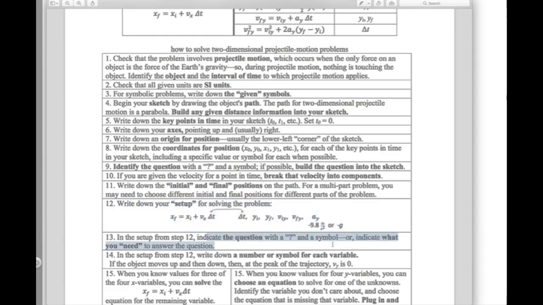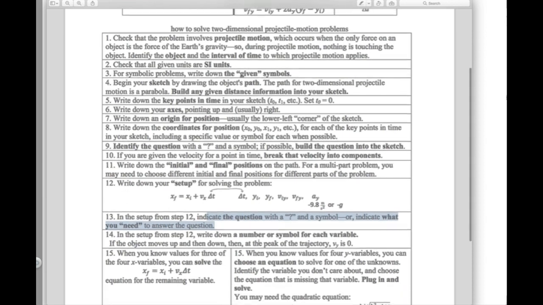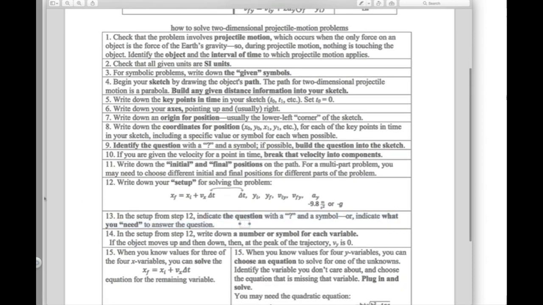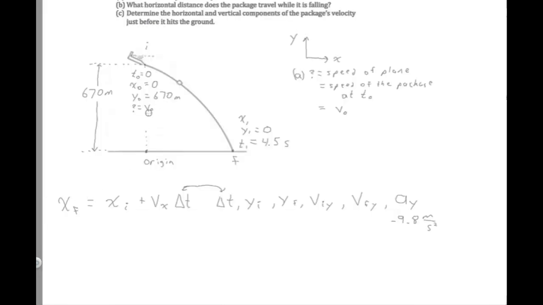Now we want to build the question, or what we need to answer the question, into our setup. So remember, this is the symbol for what the question is asking us, and this symbol does not appear directly in our setup because this is about the overall vector, and here we have velocity components. So what we have to do here is ask, what do we need in order to figure out v at time 0? Well, we've seen many times in the past that if we know the components of the velocity, then we can figure out the overall velocity.